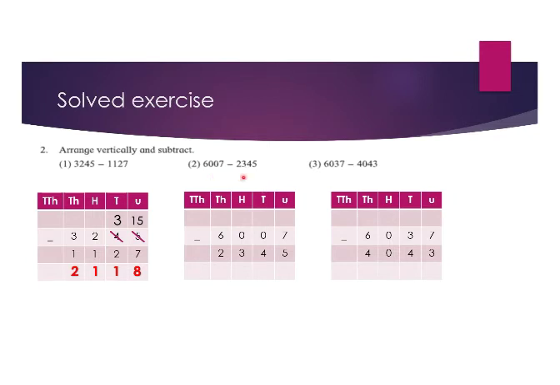6007 minus 2345. Please arrange it properly. See, this 7 is mentioned in this unit column. 0 in tens, 0 in hundred place, 6 in thousand place. Again, this next number is also properly mentioned. 5 on unit place, 4 on tens place, 3 on hundreds place, and 2 on thousands place.